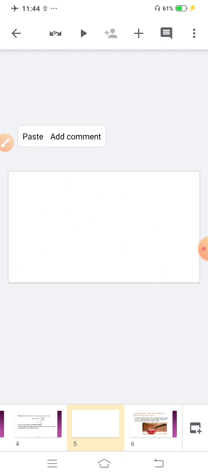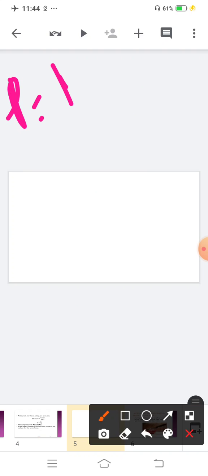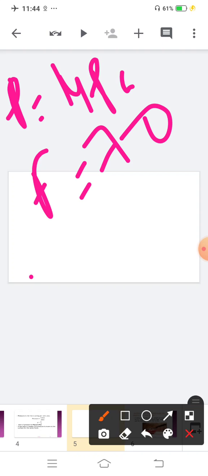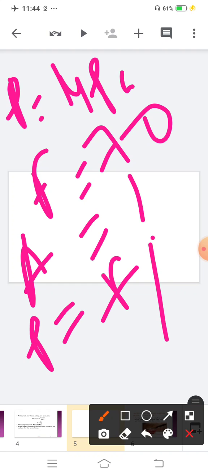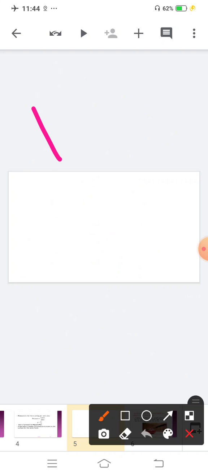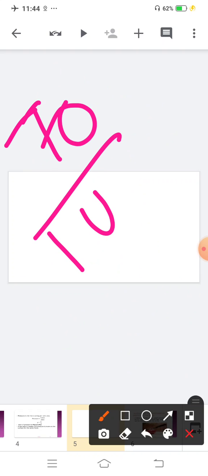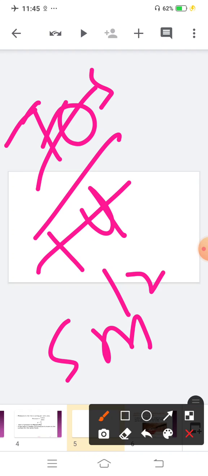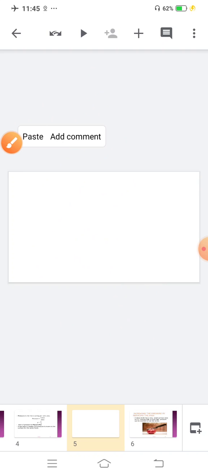Now the second one: a man exerts a pressure of 14 Pascal. That means pressure is given as 14 Pa and force is given as 70 Newton. You have to find the area. We know that P is equal to F upon A, so A is equal to F upon P. The value of F is 70 and P is 14. Clear? 14 fives are 70. So the area is 5 meters square. This is clear?